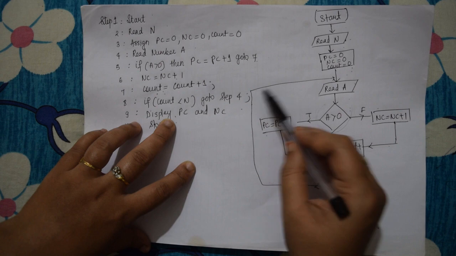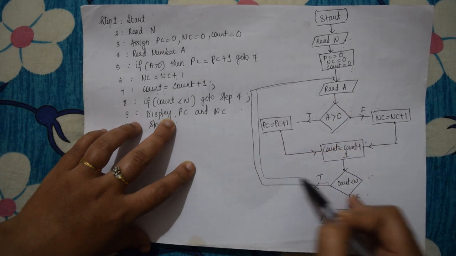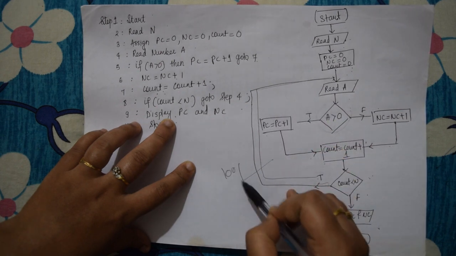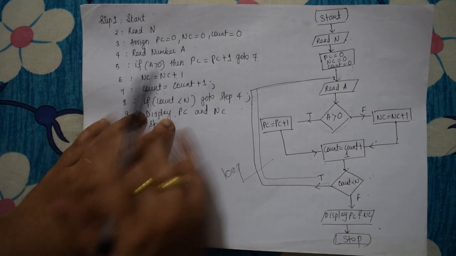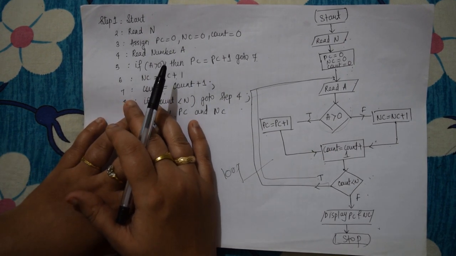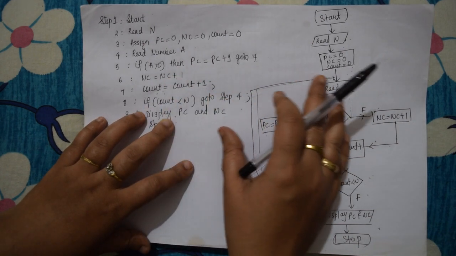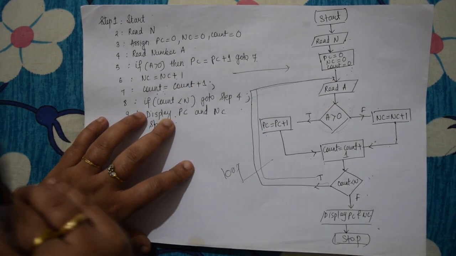So here you can see this is a loop. Yes, can you see this is a loop? Okay, understood? So this is about the flowchart. Flowchart is the pictorial or diagrammatic representation of your algorithm.